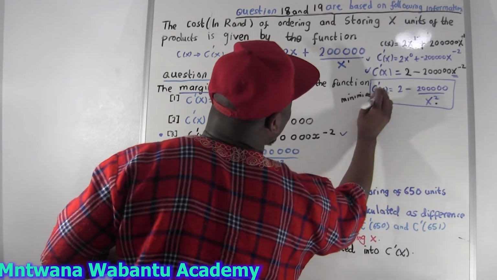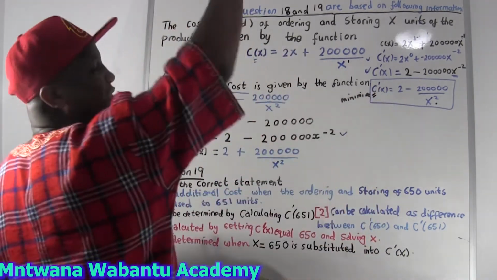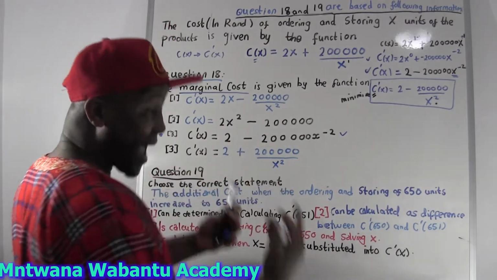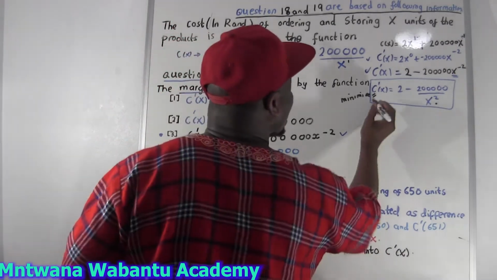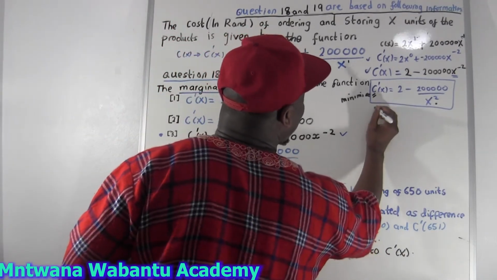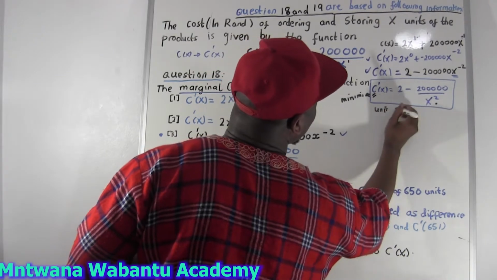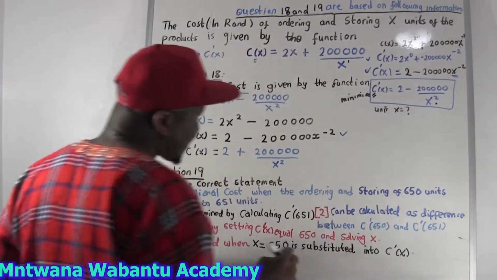You know what I'm saying? But if it was a profit function, they would say maximize the profit, because everybody wants to make a profit. So here, to minimize the cost, we want to find the unit. What is the unit? The unit is represented by x.